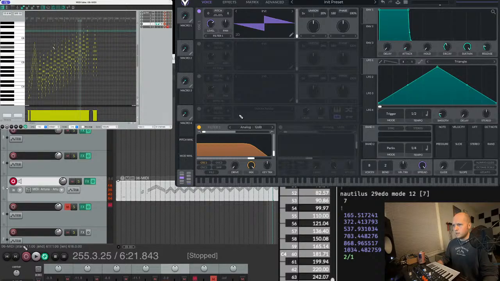1, 2, 3, 4, 5, 6, 7, 8, 9, 10, 11, 12. So yeah, I just took that step pattern and put it in Scale Workshop and made a tune file with that, which now is in Vital, which is why we can play it.